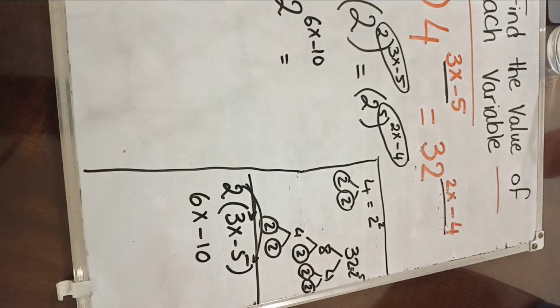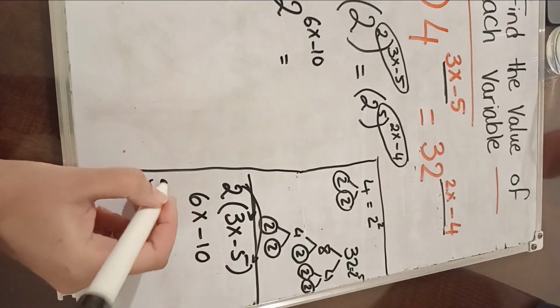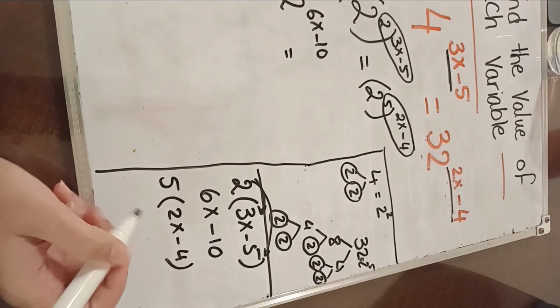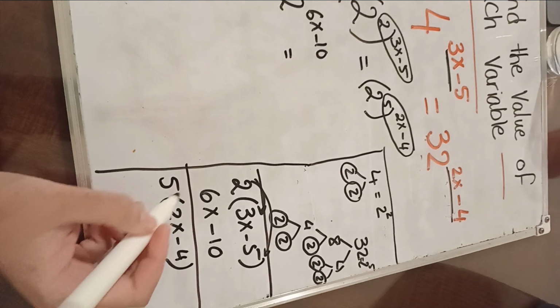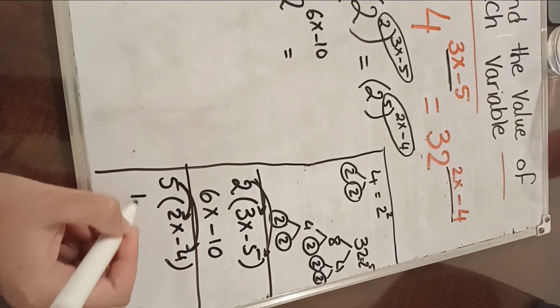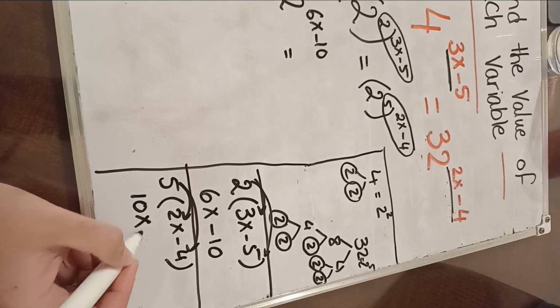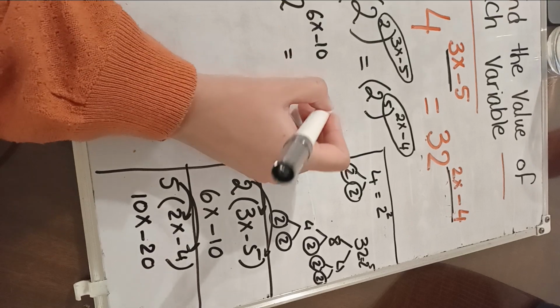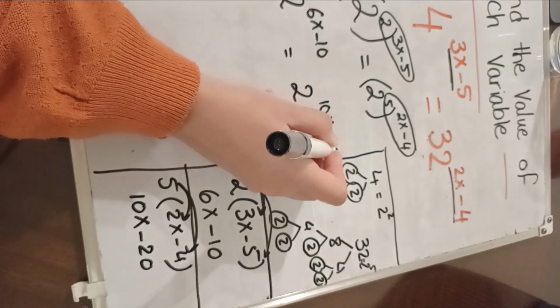I'm going to multiply these two exponents as well. 5 multiplied by 2x minus 4. I'm going to use the distributive property one more time. 5 times 2x and 5 times negative 4. 5 times 2x is 10x, and 5 times negative 4 is negative 20. So it's equal to 2 to the power of 10x minus 20.